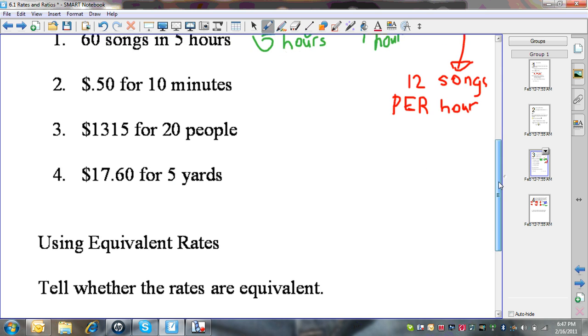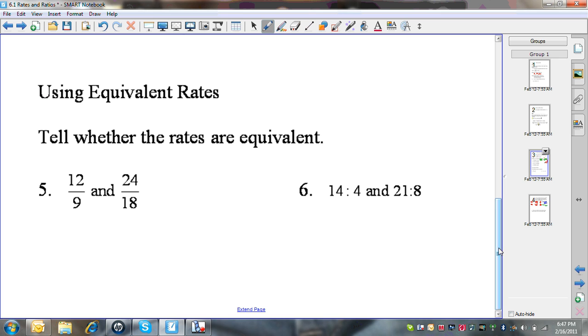All right, we'll move on now. Use equivalent rates. Tell whether these rates are equivalent. Remember that the word equivalent means equal. You want to know whether these rates are the same. How can we figure that out?